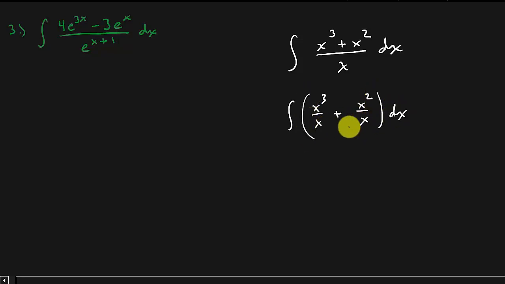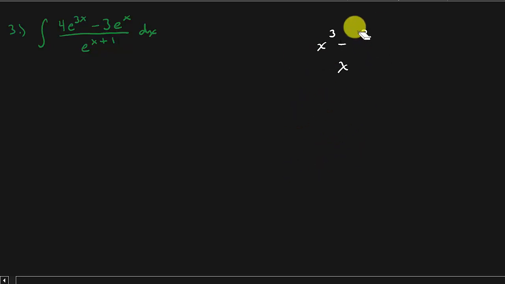We would split it up, wouldn't we? You see that? We would split it up, and then we could just integrate this right here. That would become x squared. This would become x. And then we were able to integrate using the power rule. Okay? Well, let's see if something like that would work with this problem.